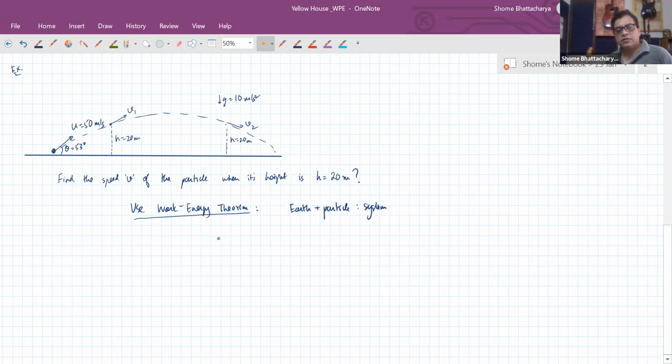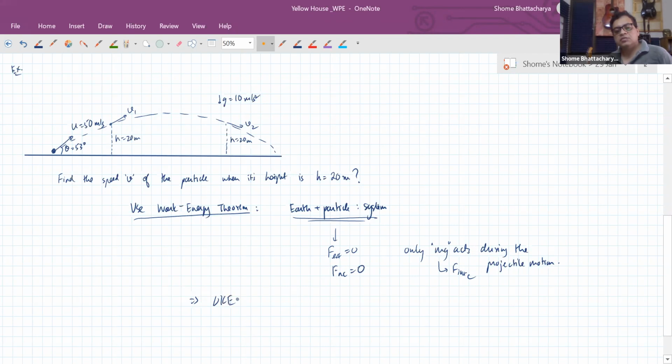You can see over here that for this system, there is no external force because only mg acts. Only mg, which is the internal conservative force, acts during the projectile motion. Non-conservative force is zero. So change in kinetic energy plus change in gravitational potential energy is zero.